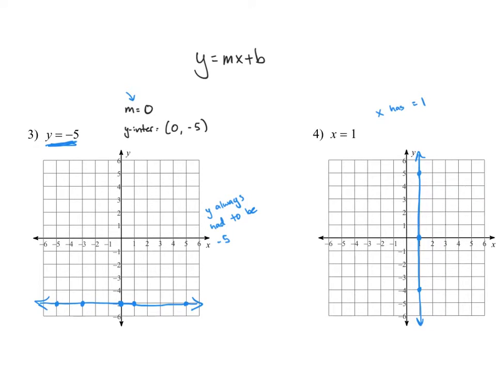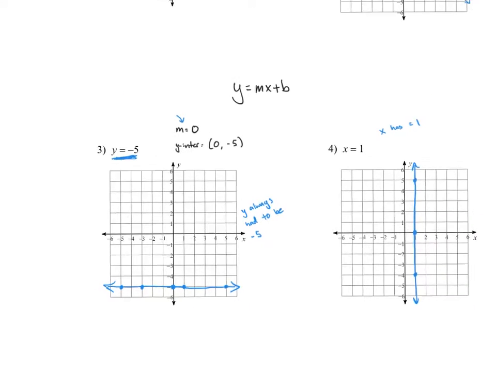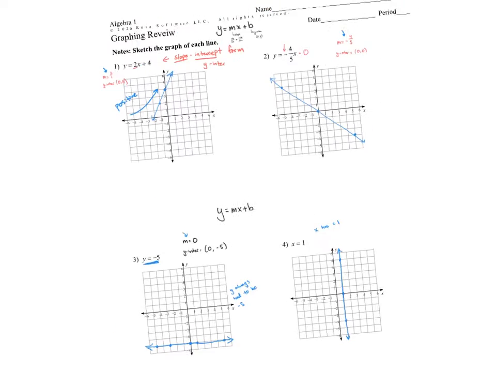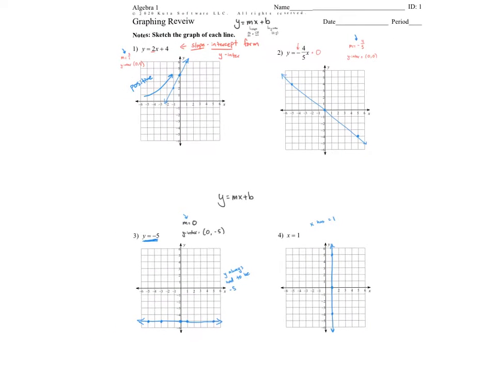Now, of all of these graphs, there is only one that is not a function. And that is this one, number 4. Number 4 is not a function. All of these other graphs pass the vertical line test. Number 4 is the only one that does not.